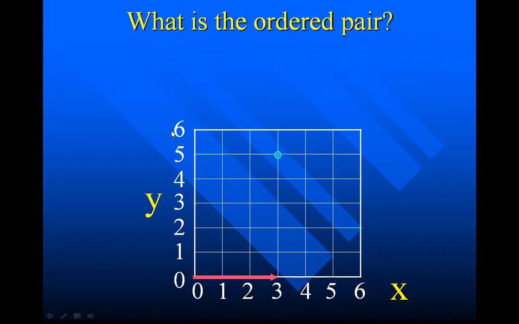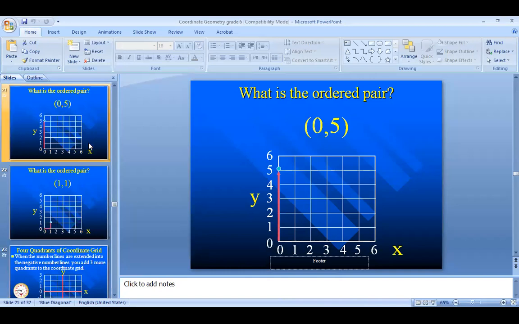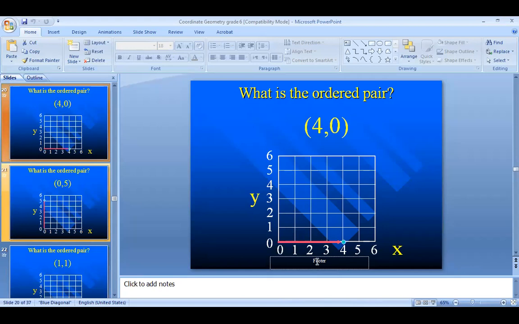So what is the ordered pair here? To represent the ordered pair 3 and 4, you move 3 on the x-axis and up 4 on the y-axis. How about the ordered pair 2 and 6? 2 on the x-axis and 6 on the y-axis, and so on. How about the ordered pair 4 and 0? You move 4 on the x-axis and up 0, meaning nothing.